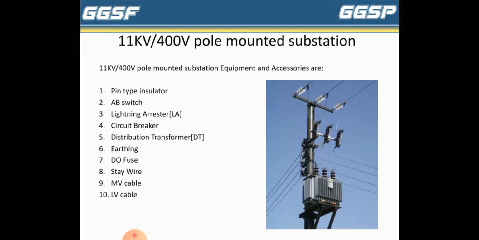Accessories in a pole-mounted substation: first is the pin type insulator, second is the AB switch, meaning air break switch, third is the lightning arrestor, fourth is the circuit breaker, fifth is the distribution transformer, then earthing, then the digger fuse, meaning dropout fuse, then stay wire, MV cable and LV cable.